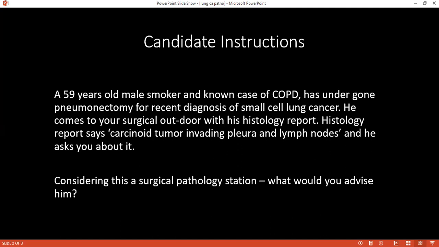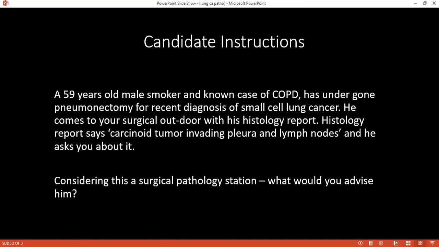Okay. This patient has undergone pneumonectomy and got the diagnosis of small cell lung carcinoma. How would you classify lung carcinomas? So lung carcinoma can be classified as small cell lung cancer and non-small cell. So non-small cell is adenocarcinoma, squamous cell carcinoma, and large cell carcinoma.